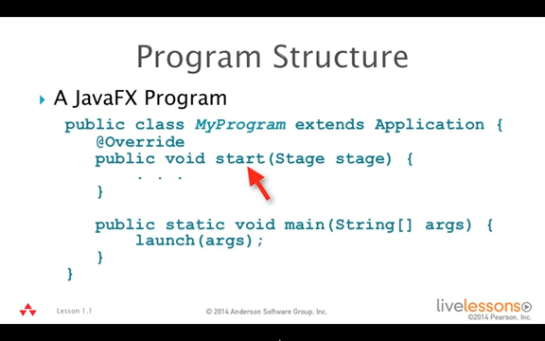The application framework calls start with a stage object. Inside start, you use the stage object to set up your scene. Let's fire up our first JavaFX program now, which shows you how to do this. In this program, we'll set up an empty scene on the stage to display a window with a title bar and colored background.